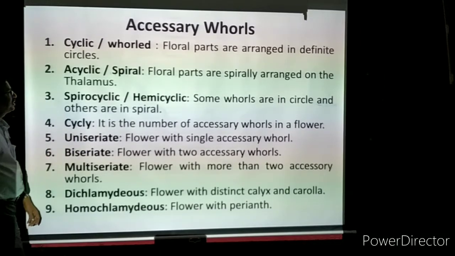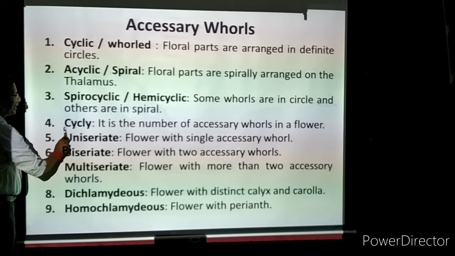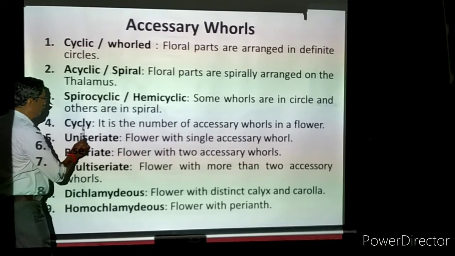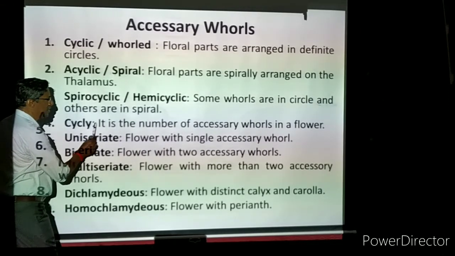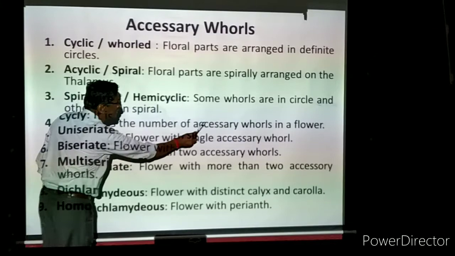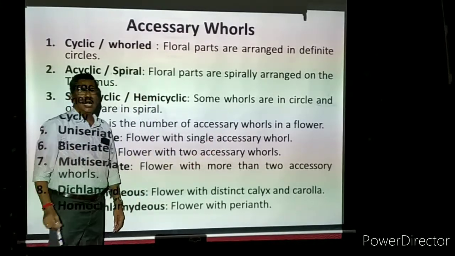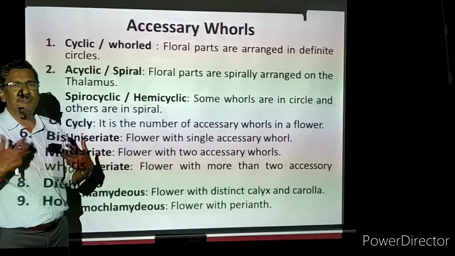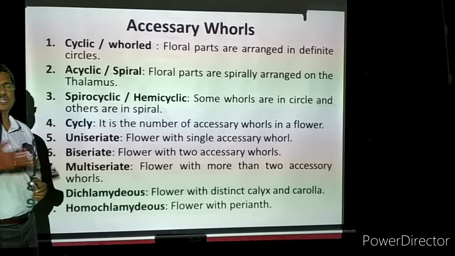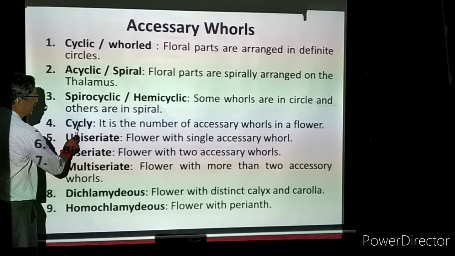Cyclic is different, and cly is different. Now see that, C-Y, C-L-Y. What is the cly? It is the number of accessory whorls in a flower. How many accessory whorls are there in a flower? One or two whorls or three whorls, that we have to see. That is called a cly.